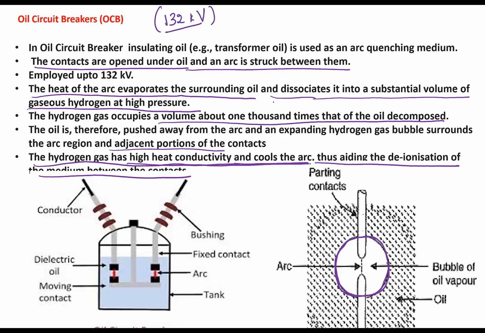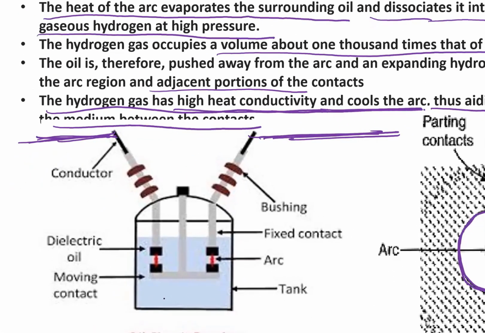Okay, so in the image here you can see this is one contact, this is one more contact, these are connected to the line. How the circuit breaker operates here, the fixed and moving contact are separated in a chamber which is filled with oil. Here the bottom portion is the moving contact, you can observe. This is the moving contact. The top portion is the fixed contact. These are the insulator bushings. Okay.